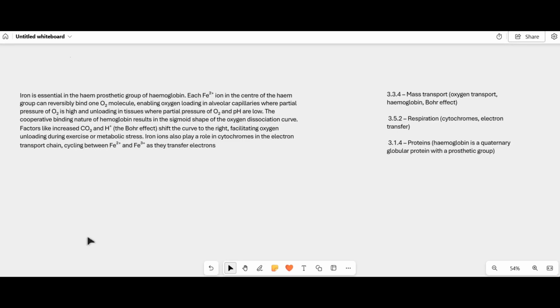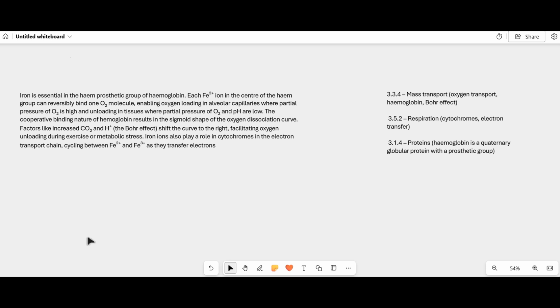Iron is essential in the heme prosthetic group of hemoglobin. Each Fe2+ ion in the center of the heme group can reversibly bind one oxygen molecule, enabling oxygen loading in alveolar capillaries where partial pressure of O2 is high, and unloading in tissues where partial pressure of O2 is low. So that's just standard A level. Topic 3, about partial pressure of oxygen, that kind of thing.